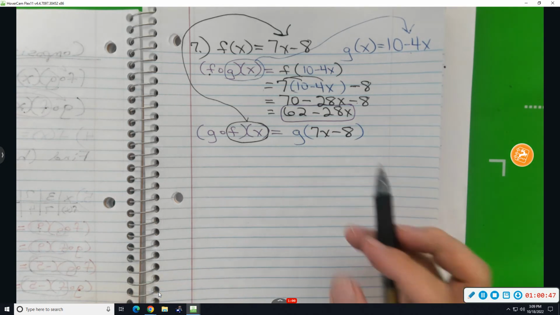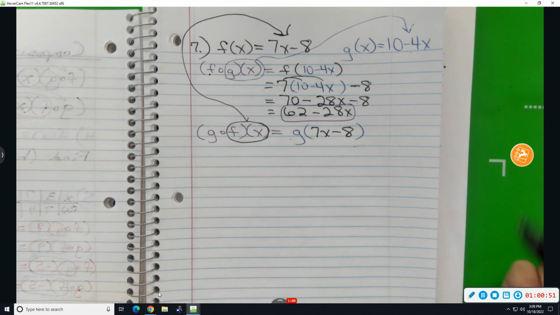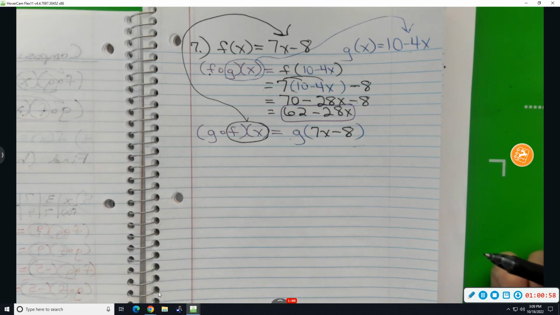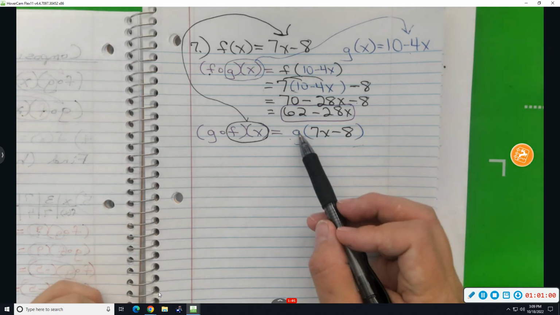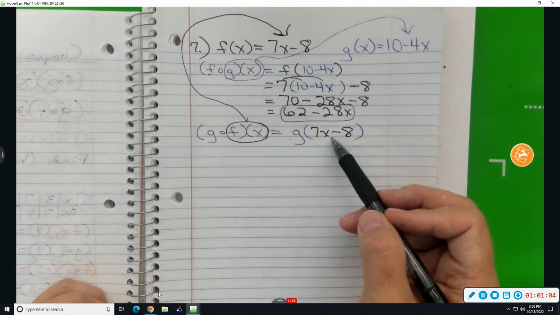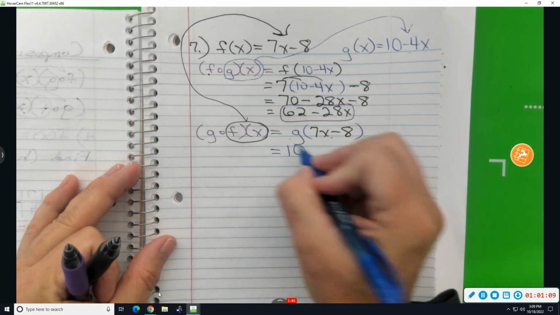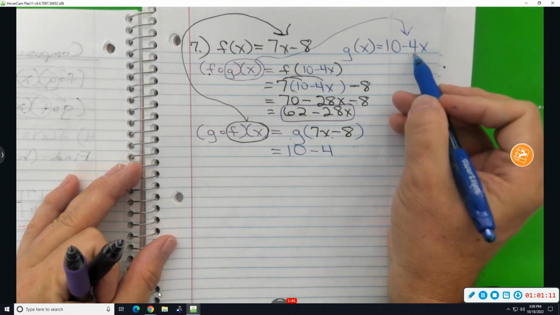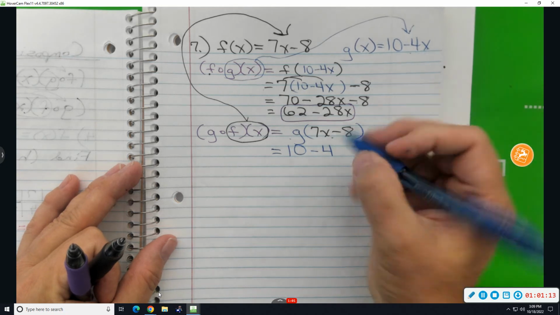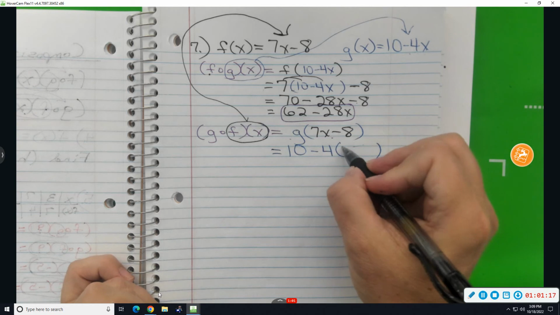So now tell me in words, what is this notation saying to do? So it's 10 minus 4 times 7x minus 8. I agree. It's saying go to g, and wherever you see a variable, replace it with 7x minus 8. So we have the 10 minus 4. This x here is what we're replacing with 7x minus 8.